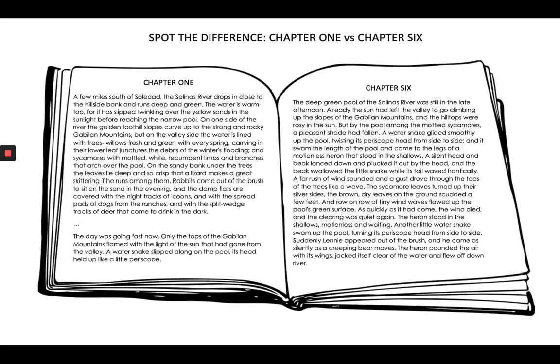So what happens to the snake in chapter 6 is that it is eaten, it is killed by a heron. Again, that's setting a very ominous and dark atmosphere for the remainder of the chapter, but it's also foreshadowing what is about to happen. We are about to witness one of the main characters being killed.